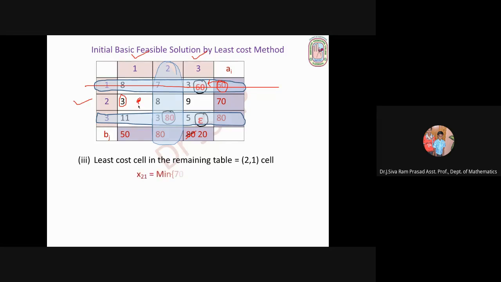For this cell, the number of units x21 equals the minimum of the corresponding available amount 70 and the corresponding required amount 50. So the minimum is 50. So write 50 in the 2 1 cell and circle it.